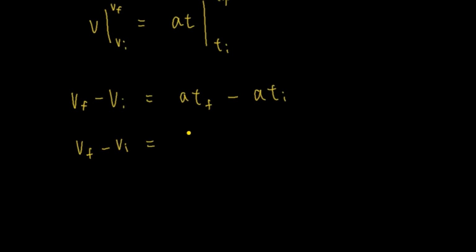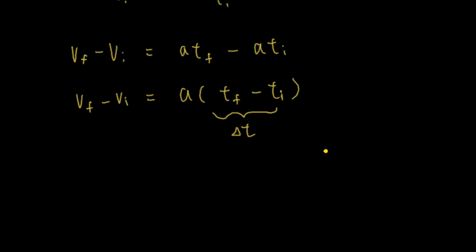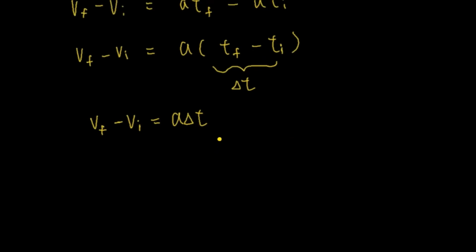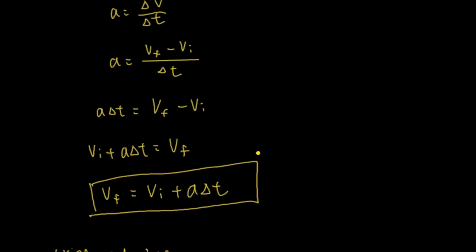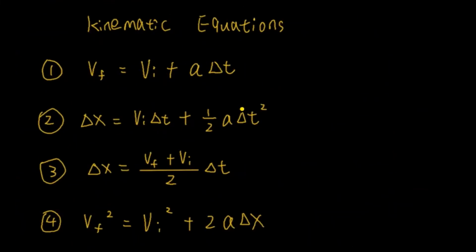This side, we can factor out the a. So a times t sub f minus t sub i. Now, what is this? t sub f minus t sub i is delta t, change in time. So we can rewrite this as v sub f minus v sub i equals a delta t. And just add initial velocity to both sides. We have v final equals v initial plus a delta t. Also, that's exactly the same as what we have here that we tried to derive.